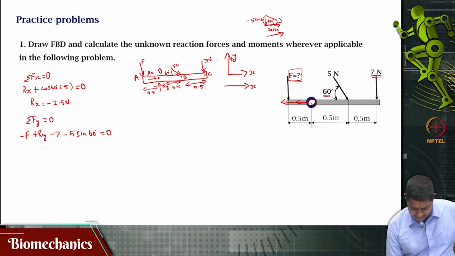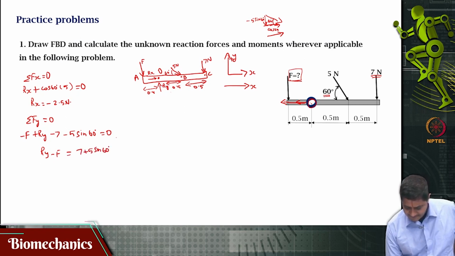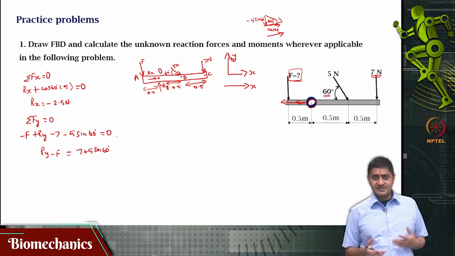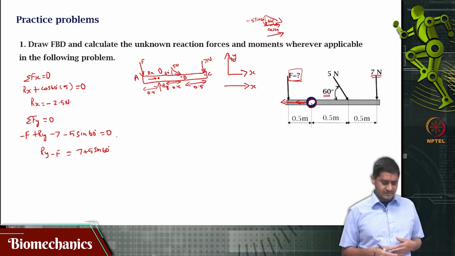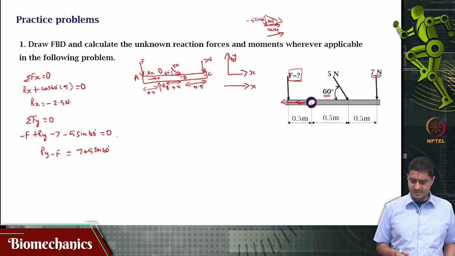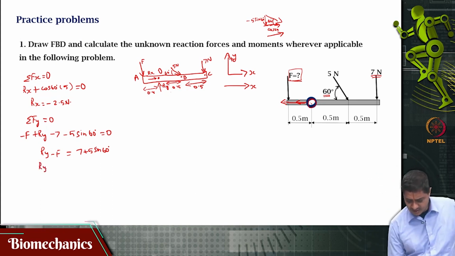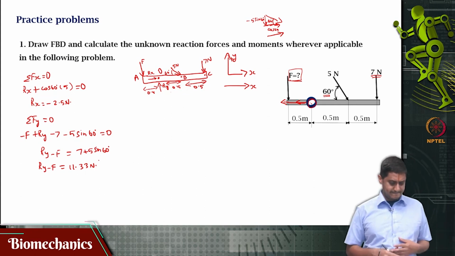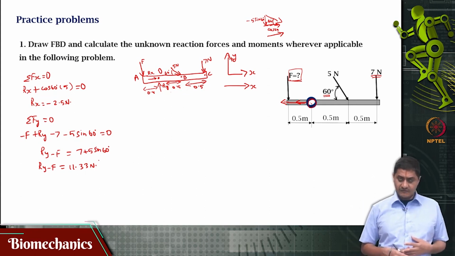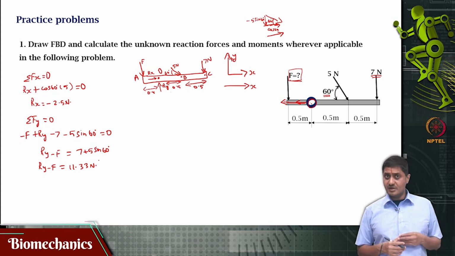That is Ry minus F is 7 plus 5 sin 60. I can actually compute 5 sin 60 using the scientific calculator and sum it. So, I can find this as Ry minus F is some 11.3 newtons. Are we done? The answer is no, because I have to find the Ry and F.